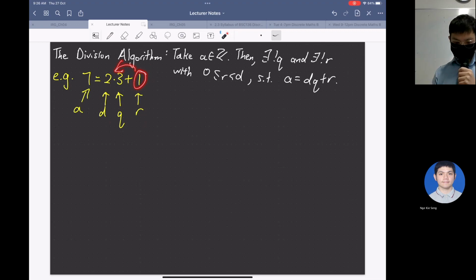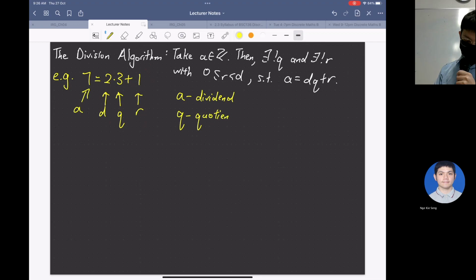Okay. So why are these A, D, Q, R? There's a name for them. A, we call it the dividend. Q is the quotient. D is the thing that divides numbers, so it's called the divisor. Whilst R is the remainder. So quotient is like 6 over 2 equals 3, so this thing is called the quotient.